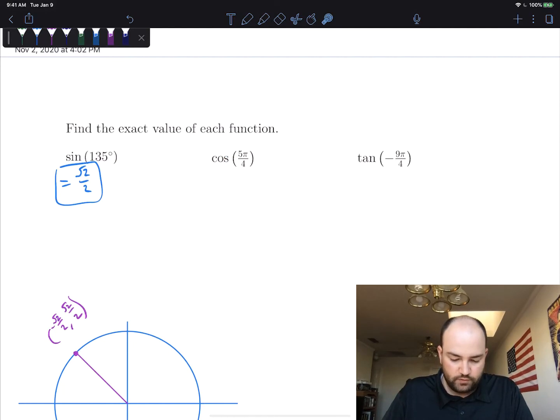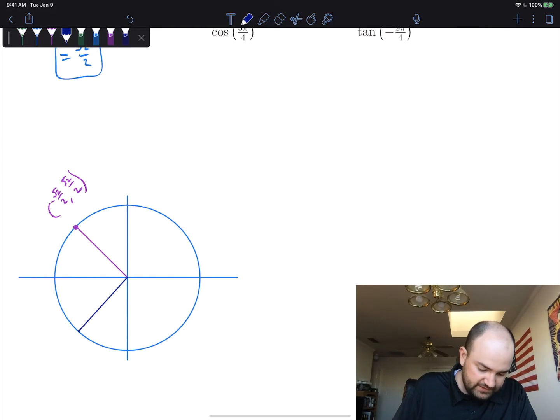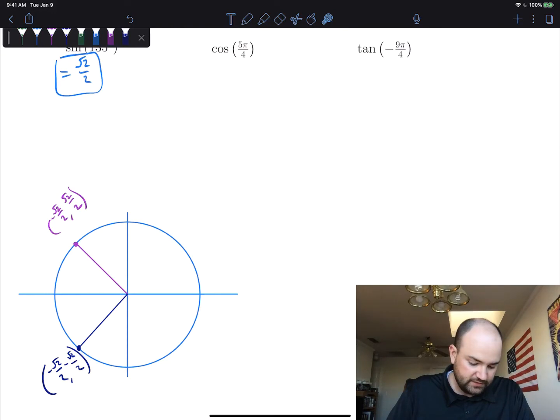Cosine of 5 pi over 4. Well, 0, pi over 2. Over 4 is quarter pies, so 1 quarter pi, 2 quarter pies, 3 quarter pies, 4 quarter pies, 5 quarter pies. So 5 pi over 4 is this angle right here. And the coordinate here would be negative root 2 over 2, negative root 2 over 2. We're working with cosine, and cosine on the unit circle is the x, so that gives us negative root 2 over 2.